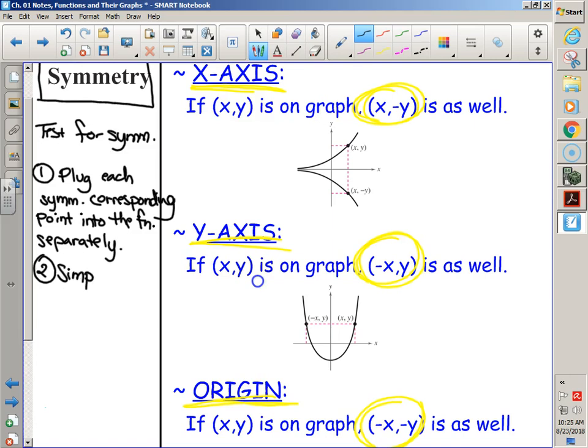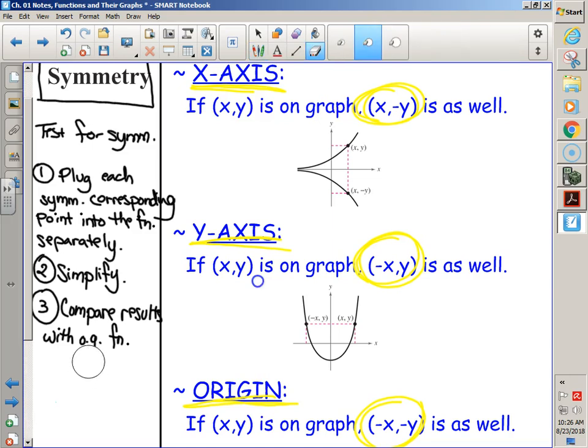Number 2 is to simplify. And number 3 is to compare the results with the original function. Compare the results with the original function. I think I have room to write out original. I didn't think I did at first.